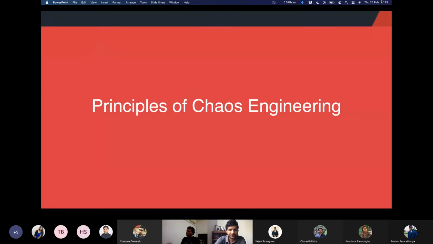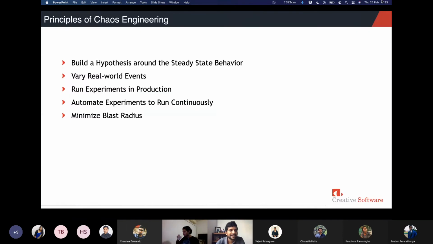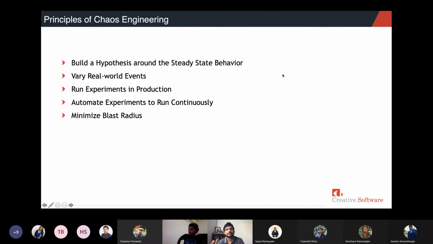Next up is the principles of chaos engineering. There are five different principles that are introduced in chaos engineering, and the main purpose of this is to teach people how to conduct a specific chaos engineering experiment. If you look at the first point here, it talks about building a hypothesis around the steady state behavior. I'll be talking about each of these points separately, but for the time being, we'll just understand point by point. At the first step, you need to build a hypothesis around a steady state of your software system.